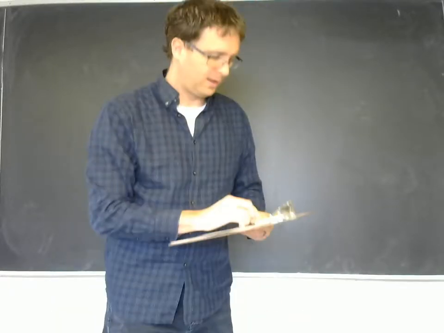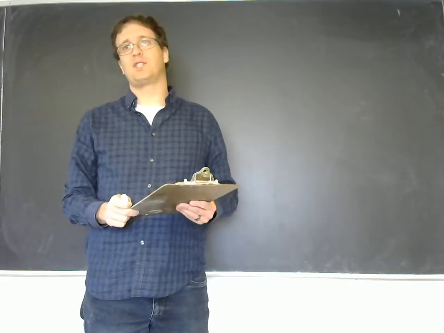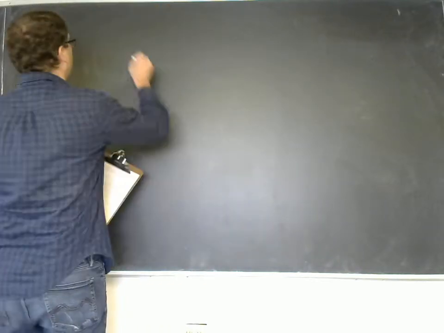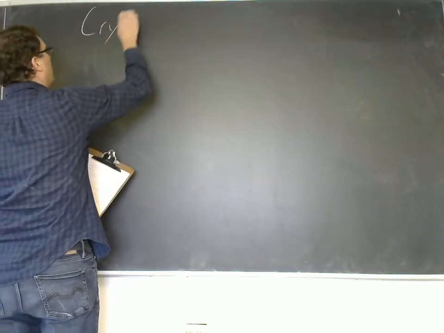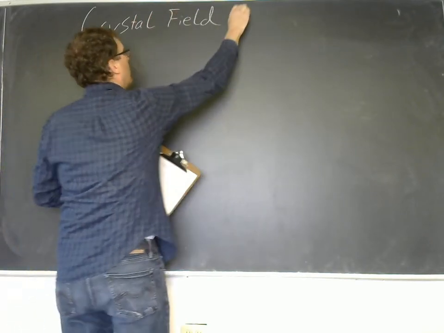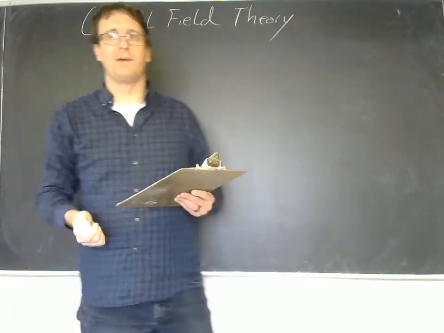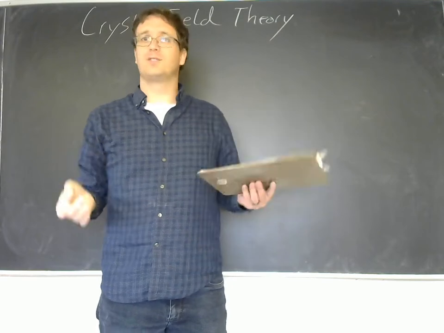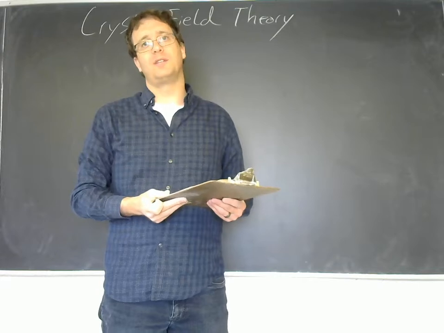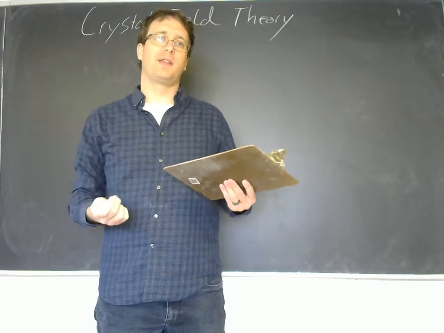Okay, so 22.6, we're finally getting to what I consider some of the meat of this chapter, some of the most interesting ideas, and that is crystal field theory. And crystal field theory is a wonderful name. It has to do with predicting how the energy levels for the d orbitals in the metal cation are going to be affected by bonds formed with ligands.